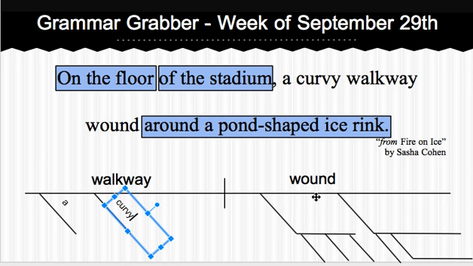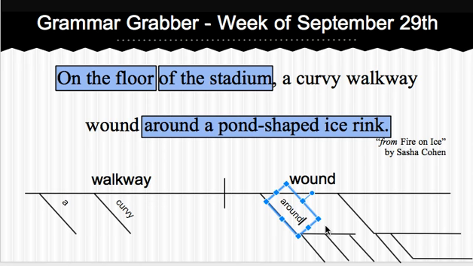Next is to look at wound. Where did the walkway wound? So we have this prepositional phrase, around a pond-shaped ice rink. And so we'll take that one first. We know that that is describing how the walkway wound. And so we'll put that on this first part. So we want to find what our preposition is, and our preposition connecting wound with another noun is around. So I put that on the diagonal line.